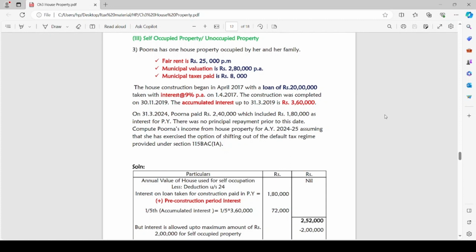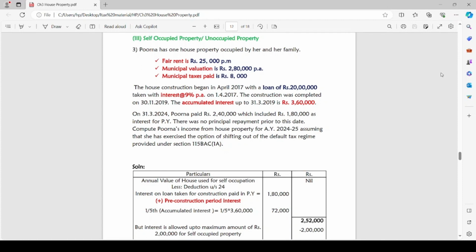The house construction began in April 2017 with a loan of rupees 20 lakh taken with interest at 9% per annum on 1st April 2017. The construction was completed on 30th November 2019. The accumulated interest up to 31st March 2019 is rupees 3,60,000. On 31st March 2024, Purna paid rupees 2,40,000, which included rupees 1,80,000 as interest for the previous year. There was no principal repayment prior to this date.